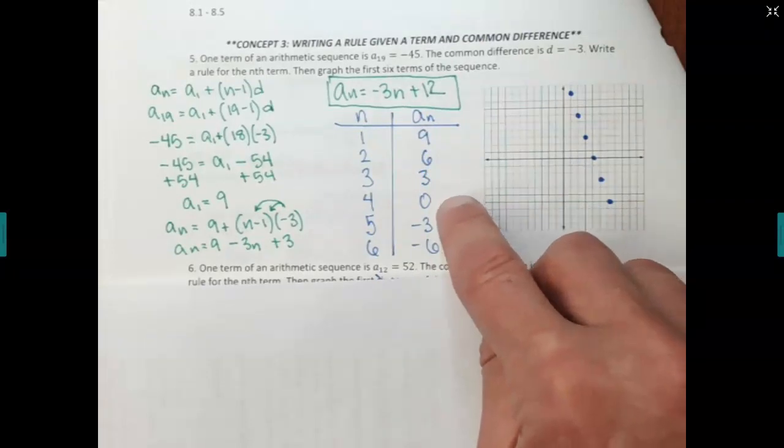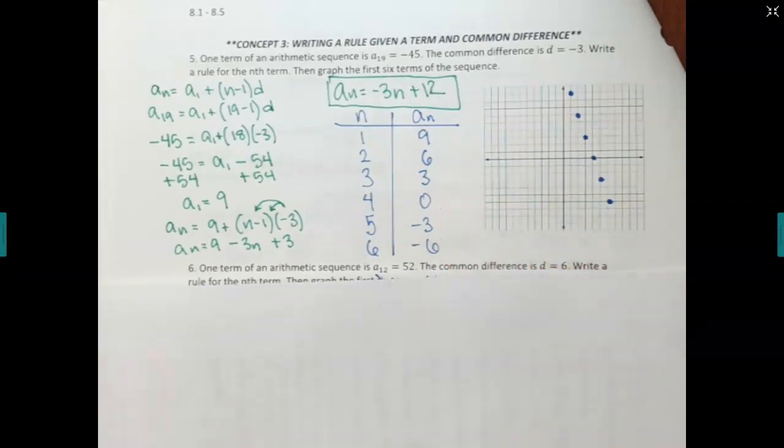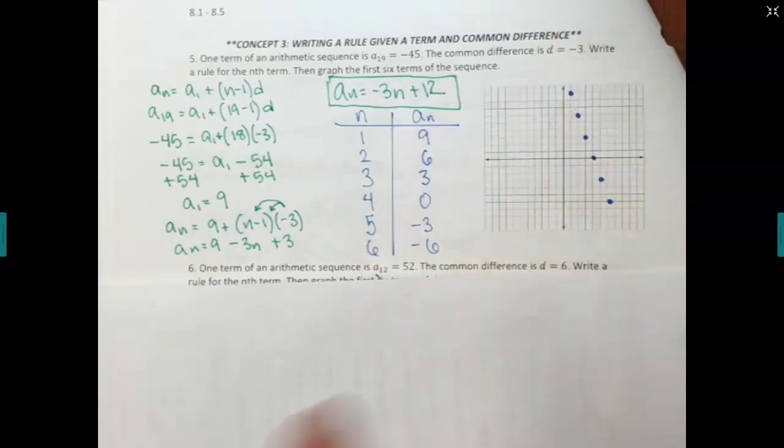3 minus 3 is 0. 0 minus 3 is negative 3. Negative 3 minus 3 is negative 6. When you plot your points, your ordered pairs right there, you do not draw a line because it's just an arithmetic sequence here, so it's just those points. It should look and represent a linear function.